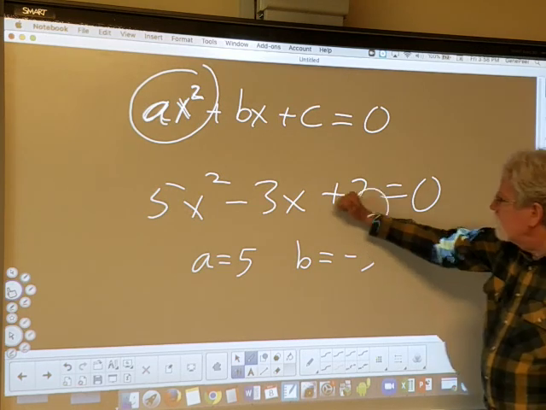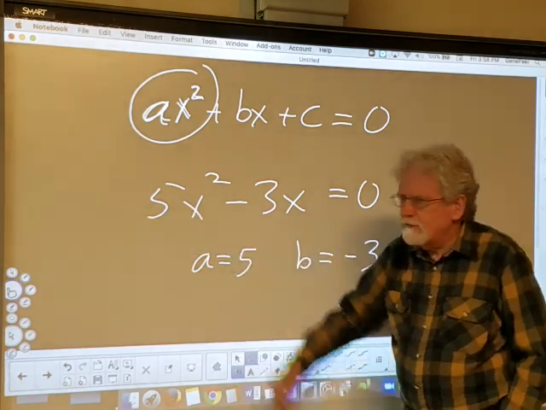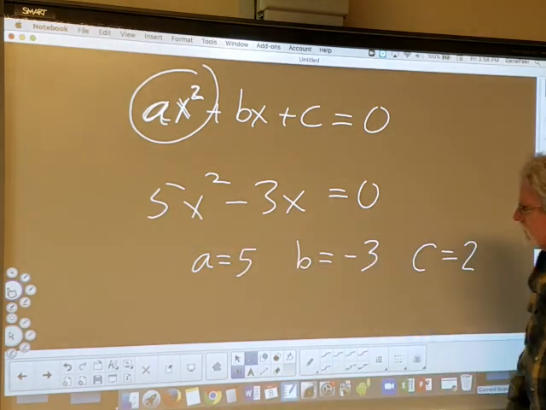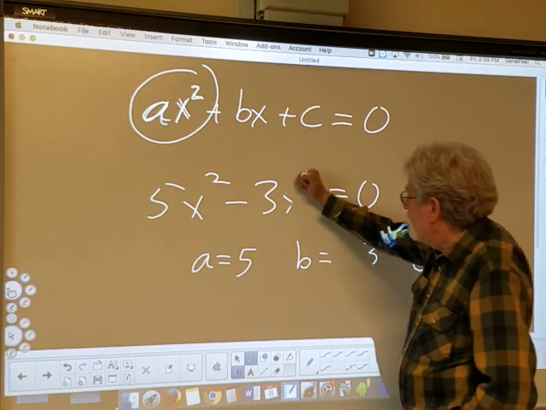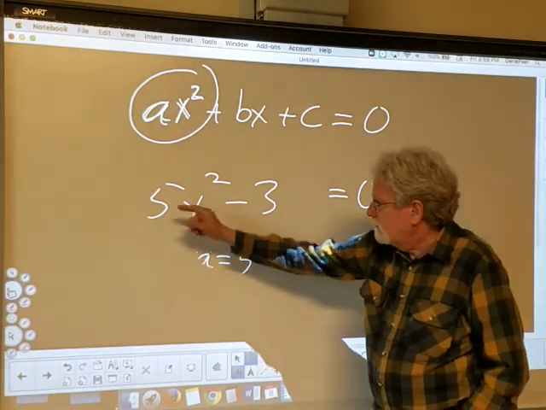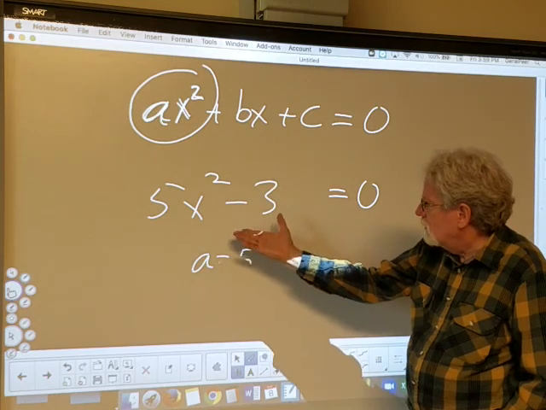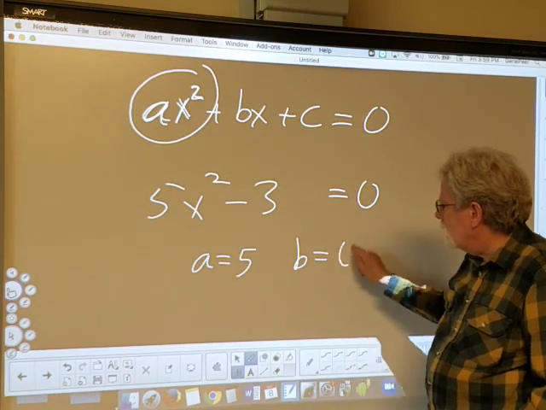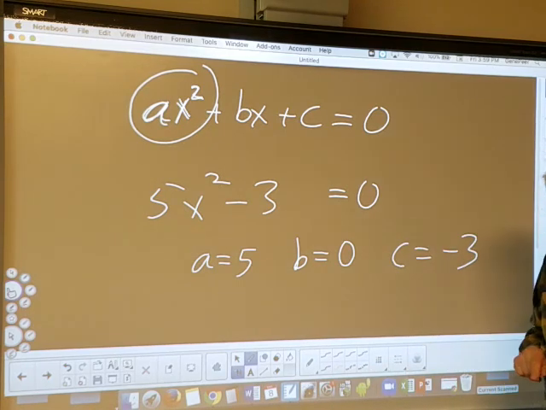Hey, what if there is no c value? What if it looks like this? Now we would have a is 5, b is negative 3, and c is, in this case, 0. Or suppose we had this. In that case, a is 5, but b times x, there is no x in here. That means b is 0, and c is negative 3.